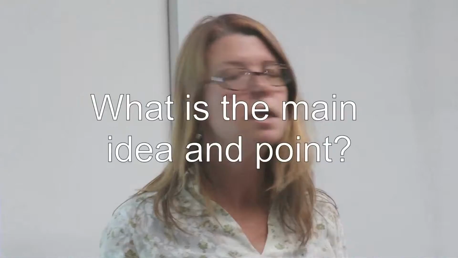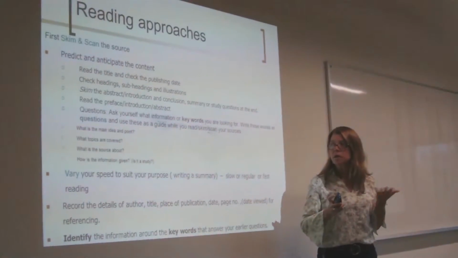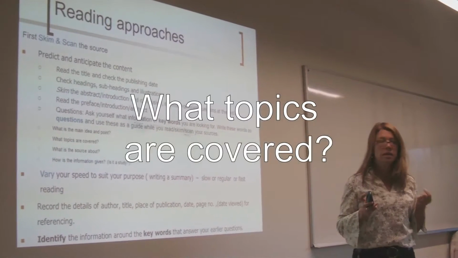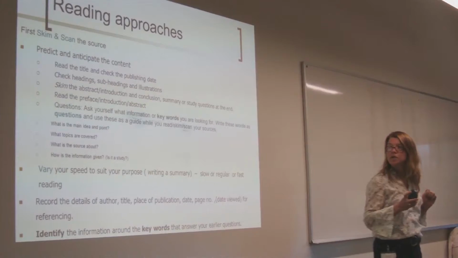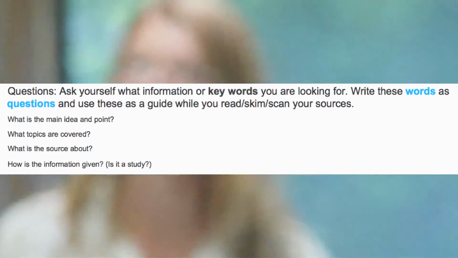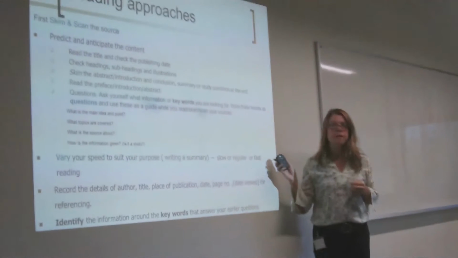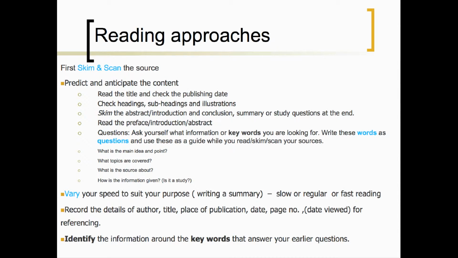You need to ask questions about what is the main point I'm looking for in this reading. What's covered in it? In other words, does it cover those points? And how is the information given? This becomes quite relevant when you're looking at, say, journal articles, and we'll talk a little bit more about that later. As a result, you vary your speed. This is really difficult if you're not used to doing it. You don't read everything slowly.